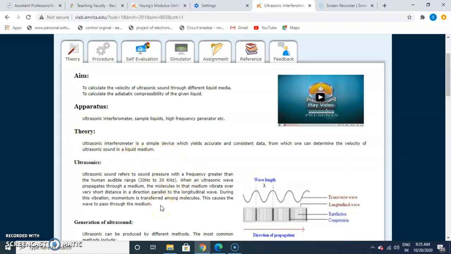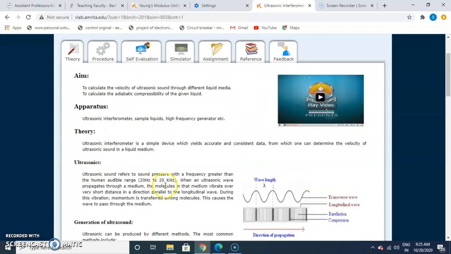What is ultrasonic sound? The human audible range is 20 Hz to 20 kilohertz. But an ultrasonic wave is a sound wave which propagates through the medium, and the range of ultrasonic is above 20 kilohertz.